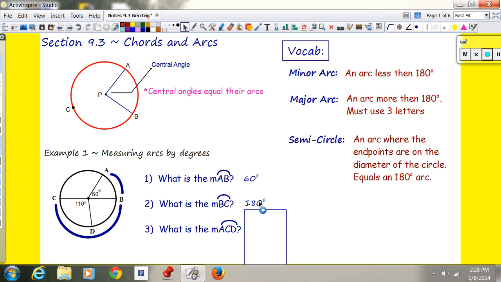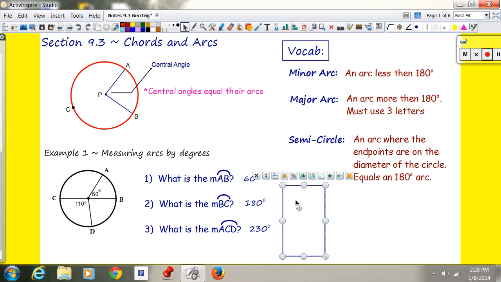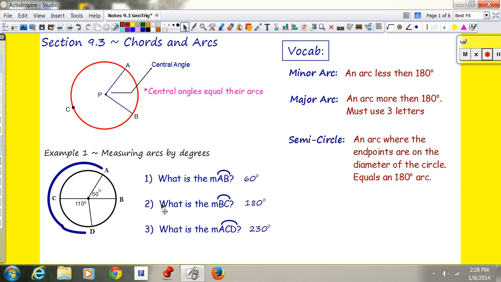Now, a 180 degree arc, you can use 2 letters or you can use 3 letters. It doesn't matter because it's equal to or less than 180, you can use 2 letters. Only when it's more than 180 do you have to use 3 letters. Now notice this one is arc ACD, from A to C to D, which is greater than 180 degrees. So this one is going to equal 230 degrees, and it's this arc that comes all the way around here past half a circle. So that's arc ADC, that's 230 degrees there.